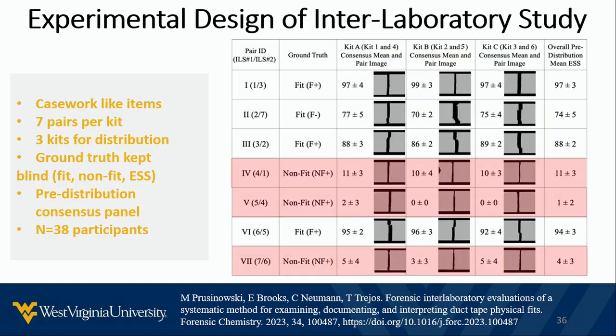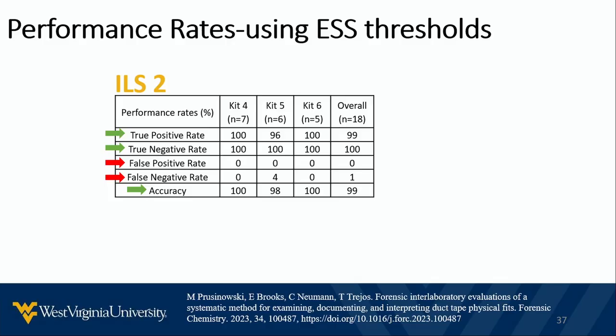These correspond to 3 samples that were non-fits with low scores, 3 samples that were fits with high scores, and 1 sample that also was a true fit that had a score below that threshold of 80. What we found, again, is that we didn't have any false positives reported and high accuracy in the determinations.